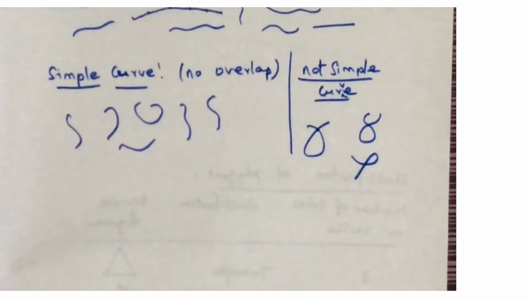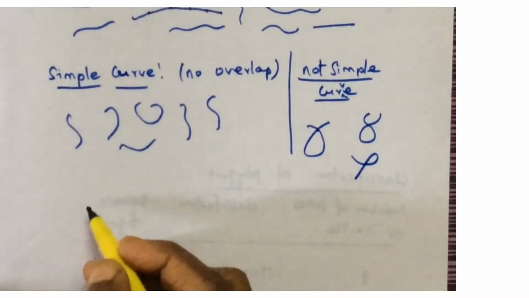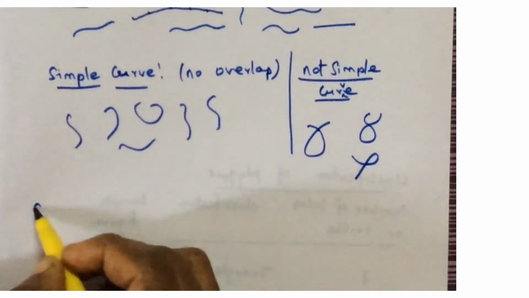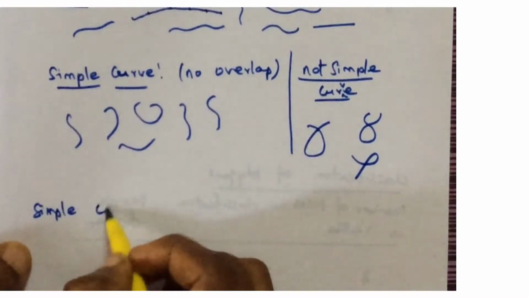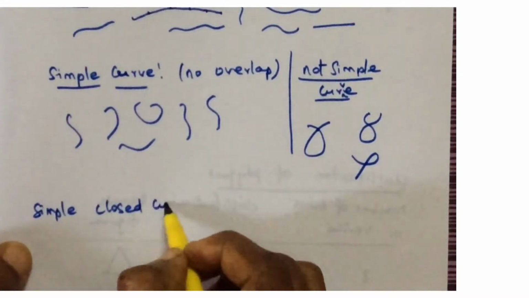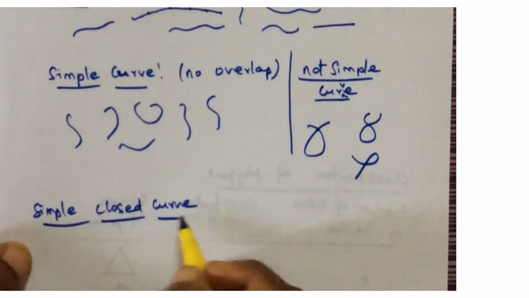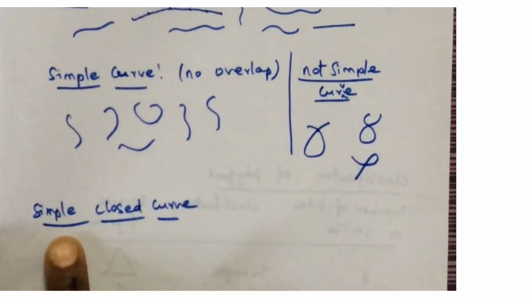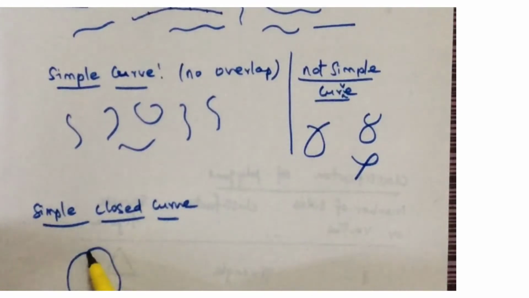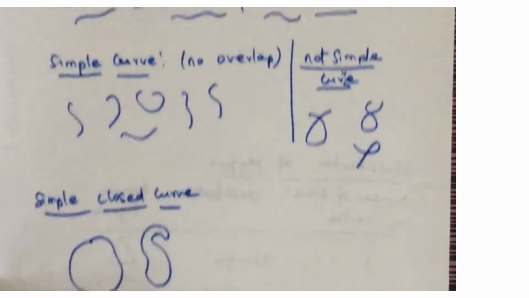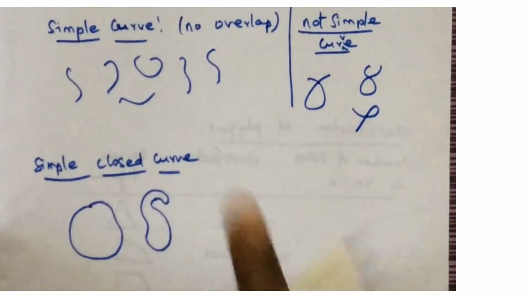Next we will see what is called a closed curve. First we will see a simple closed curve. Simple means there should not be any overlap. Closed means wherever you start, at the same point the curve should end. Then it is called a closed curve. It may be of any shape. Wherever you start the curve, you should end the curve at the same point. Then it is called a simple closed curve.